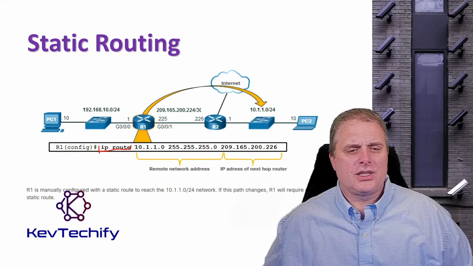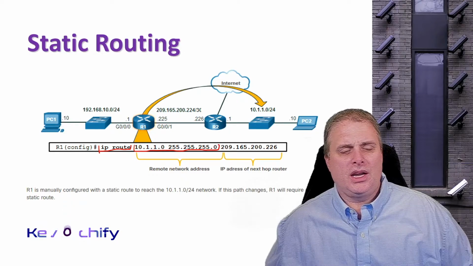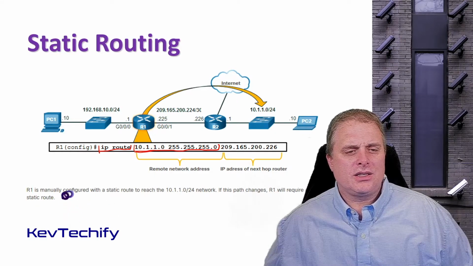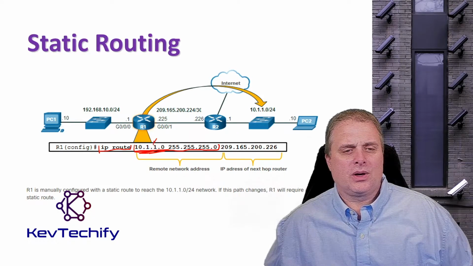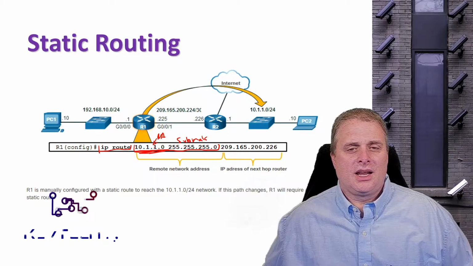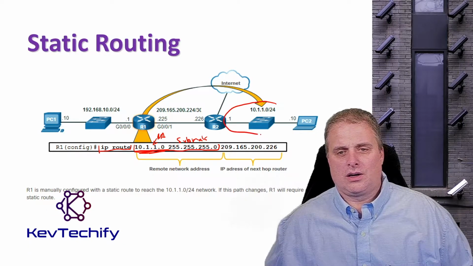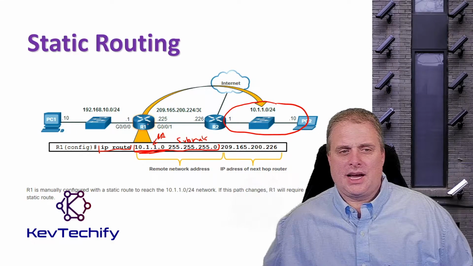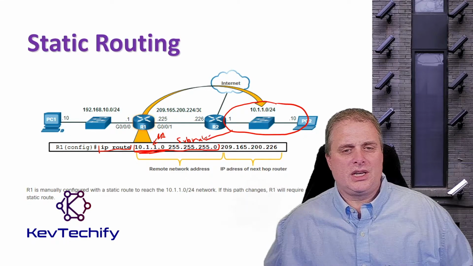Anything that matches this remote network. This remote network here, this is the network address, this part right here. This here is the subnet mask. So it identifies it. And if we look up here, this network is way over here. It's not directly connected. It's a remote network. So this network is here.